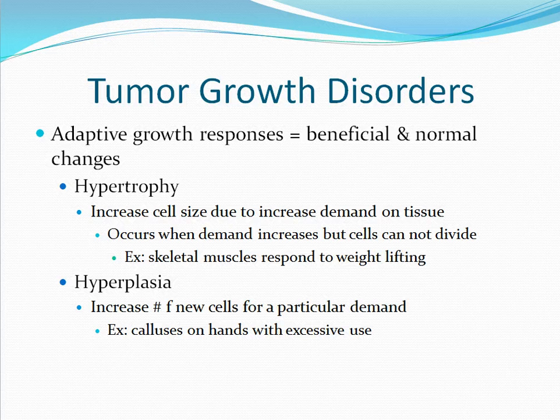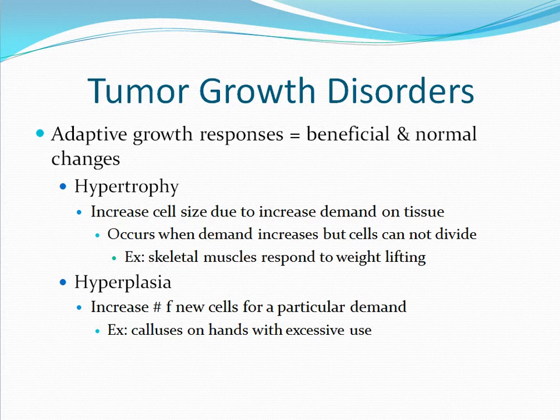We will look at tumor growth disorders, but before we actually look at disorders, we need to understand adaptive growth responses. These are actually beneficial and normal changes to tissues. The first of these is hypertrophy. Hypertrophy is an increase in cell size due to an increased demand on the tissue. This occurs when demand increases, but the cells are unable to divide. This is typical of our skeletal muscles and the way they respond to weightlifting.